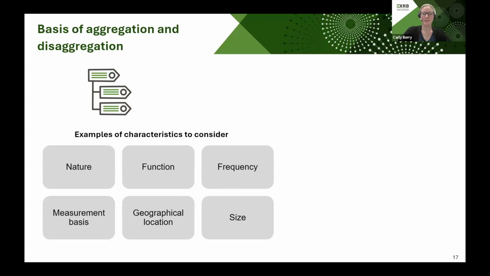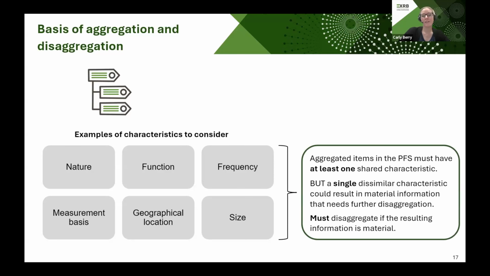So as I will repeat a few times, the role of the primary financial statements is to provide useful structured summaries, meaning that the information presented in the primary financial statements is necessarily more aggregated than the information disclosed in the notes. Aggregated items in the primary financial statements must have at least one shared characteristic, but due to its summarized nature, the line items will also contain items that have dissimilar characteristics. And just a single dissimilar characteristic may result in information about disaggregated items being material. And that information must then be disclosed in the notes if separate presentation in the primary financial statements would not contribute to a useful structured summary.